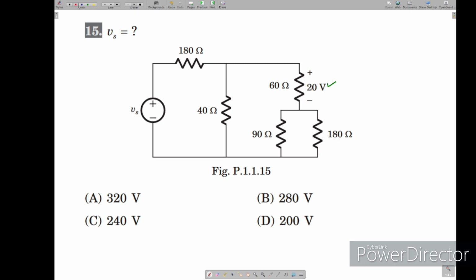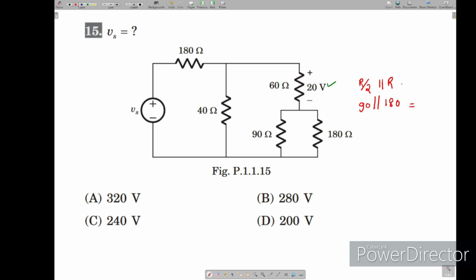Now we'll see how it is going to work. Now let us solve 20 volts here. These two are in parallel, 90 parallel with 180. What will we get? Assume this is R, which is 180, and this is R by 2.